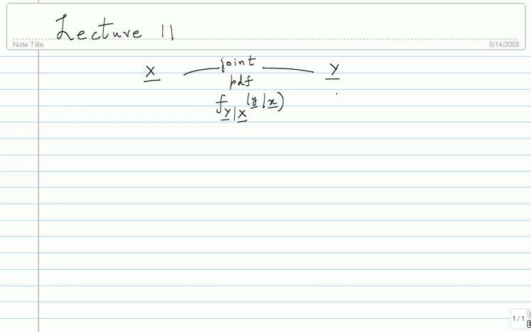So the transmitter has x, and the receiver has y. From y you have to come up with a function, which I called x hat. So x hat is what the receiver produces, which claims to be an estimate of x. But what is it exactly? It is some function of y.